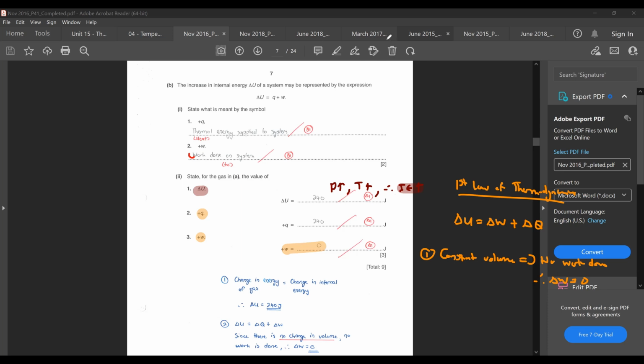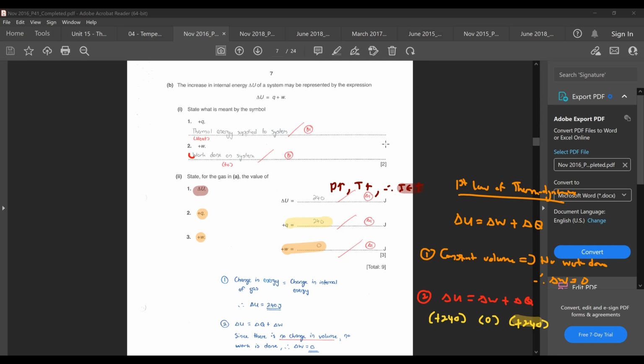And then after that, if you now look at your thermodynamic first law, which is this one, if your internal energy is plus 240, and your work done is 0, your delta Q must therefore be positive 240. So it's actually heat supplied to the system. So this one here, the answer is 240. So this is just a simple application of your thermodynamic first law.